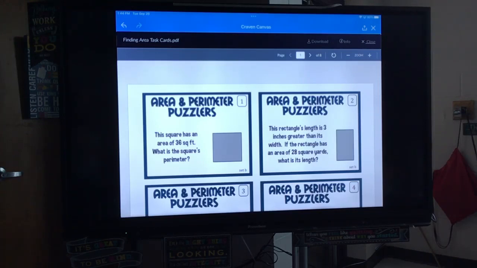Adam, what are you doing? So if you are good to go, you may get started. You're doing your work on the page that is to the right of your foldable.